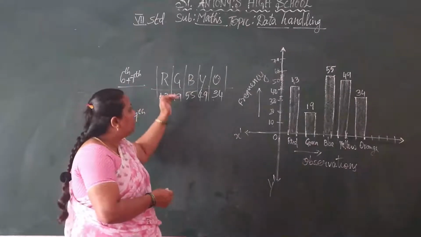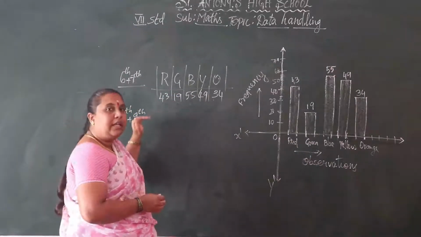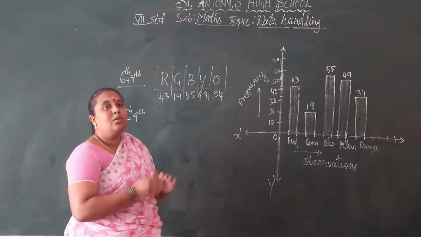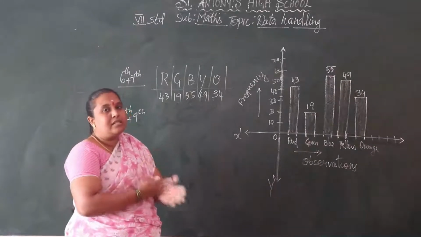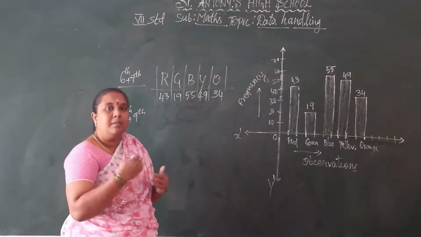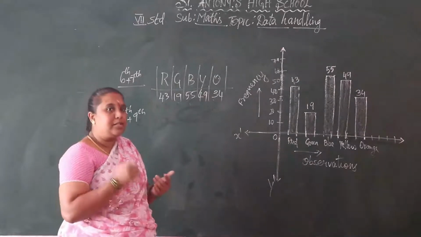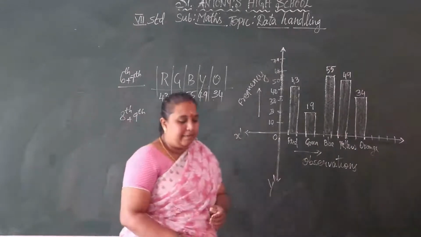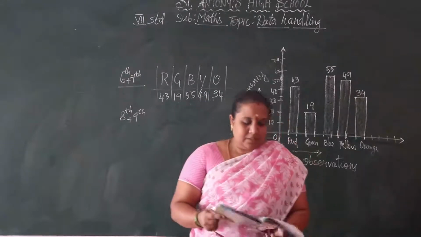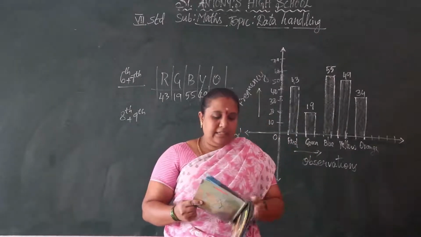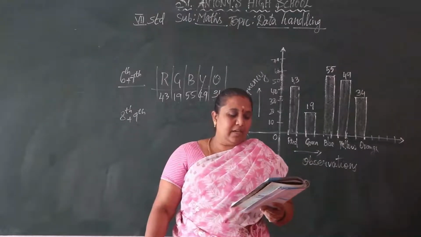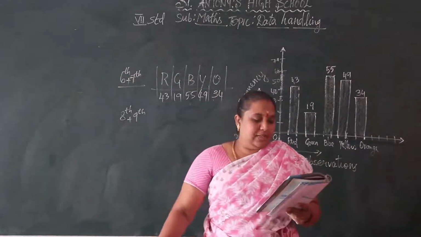So 6th and 7th students are giving data like this, and 8th and 9th students together are giving some data. We are comparing whether 6th and 7th students are best, or 8th and 9th students are best, using the double bar graph. Understood, children? Now let us see one example for a double bar graph. That is example 10, given in your textbook, page number 71.